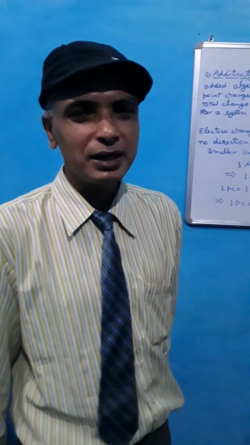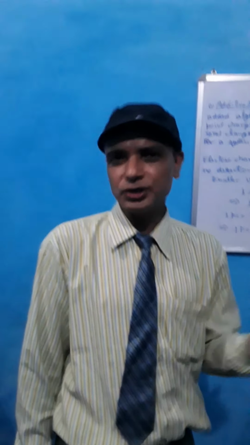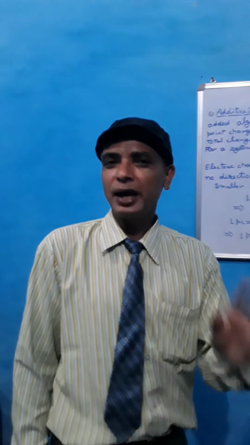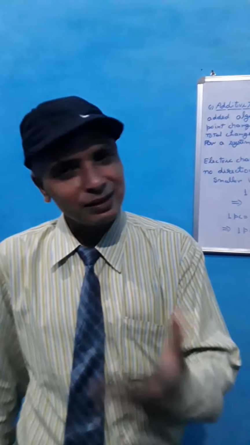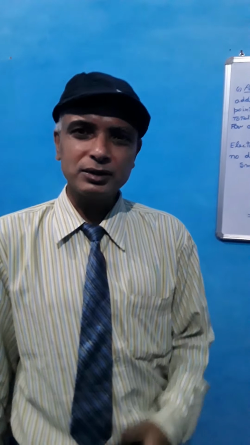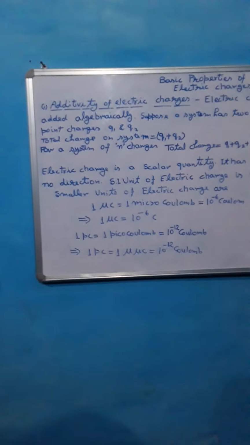First property is additivity of electric charge. Next is quantization of charge, and third is conservation of charge. So step by step we will discuss these properties of electric charge. First of all, I am going to start with additivity of electric charge.